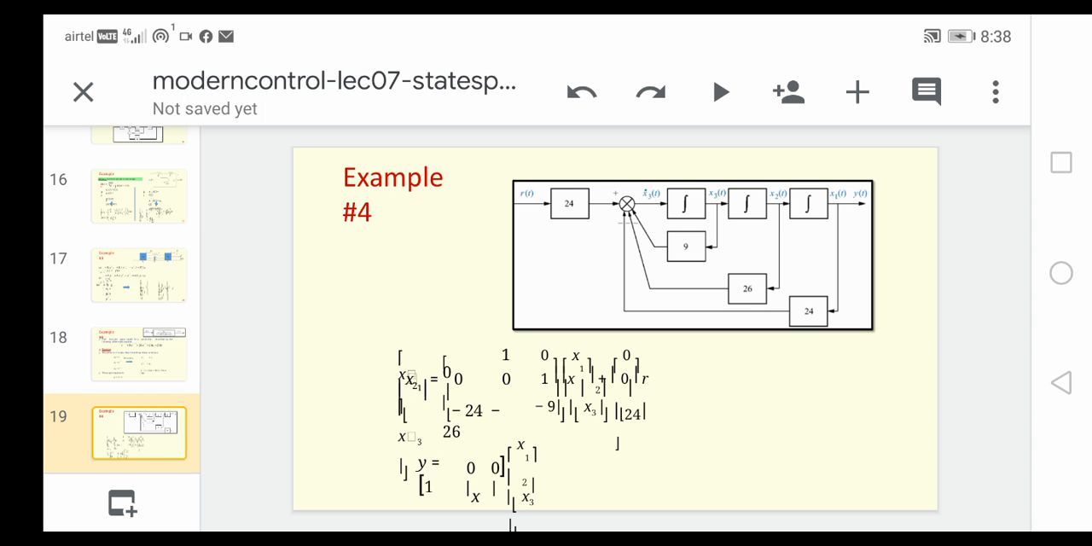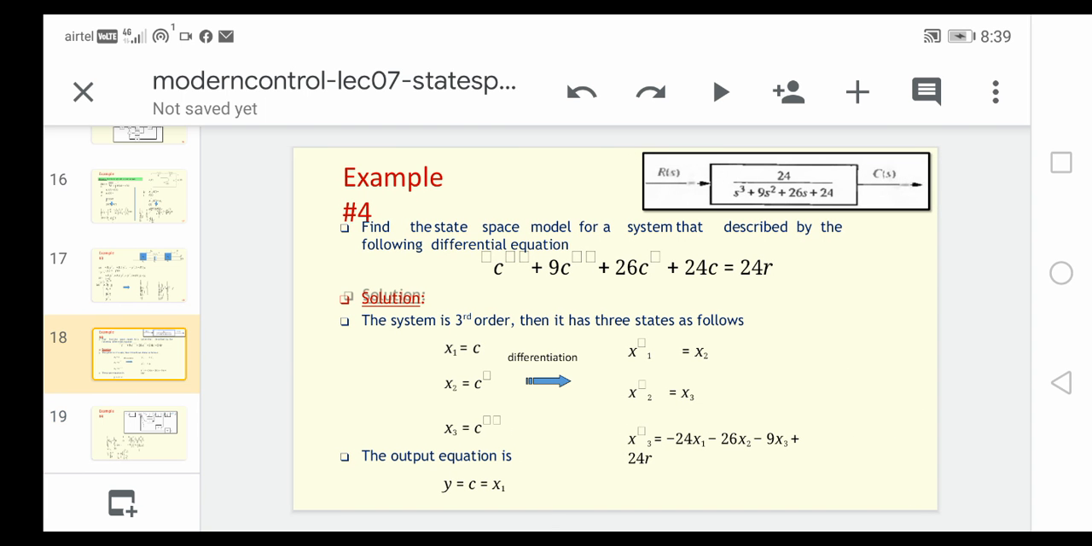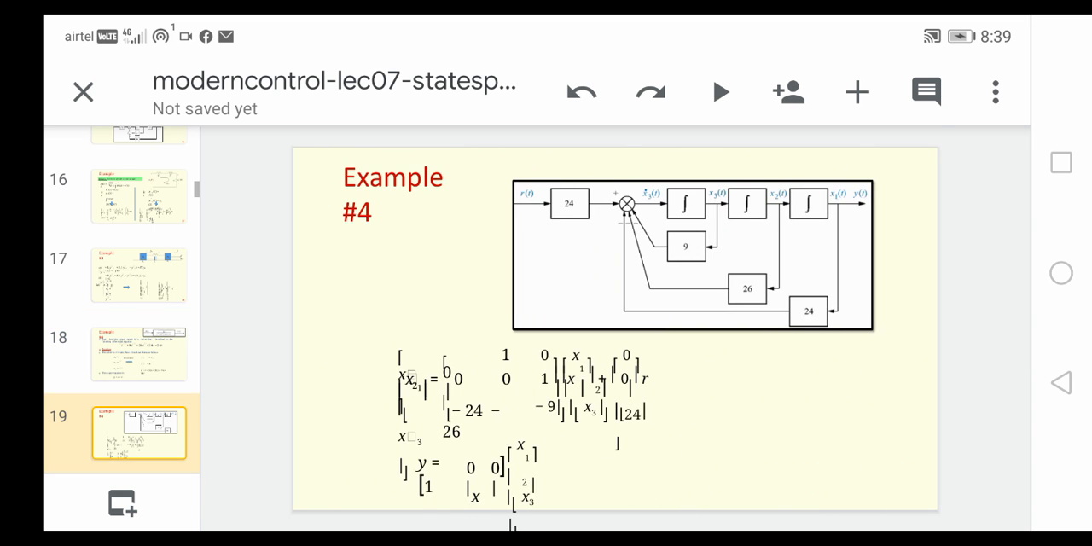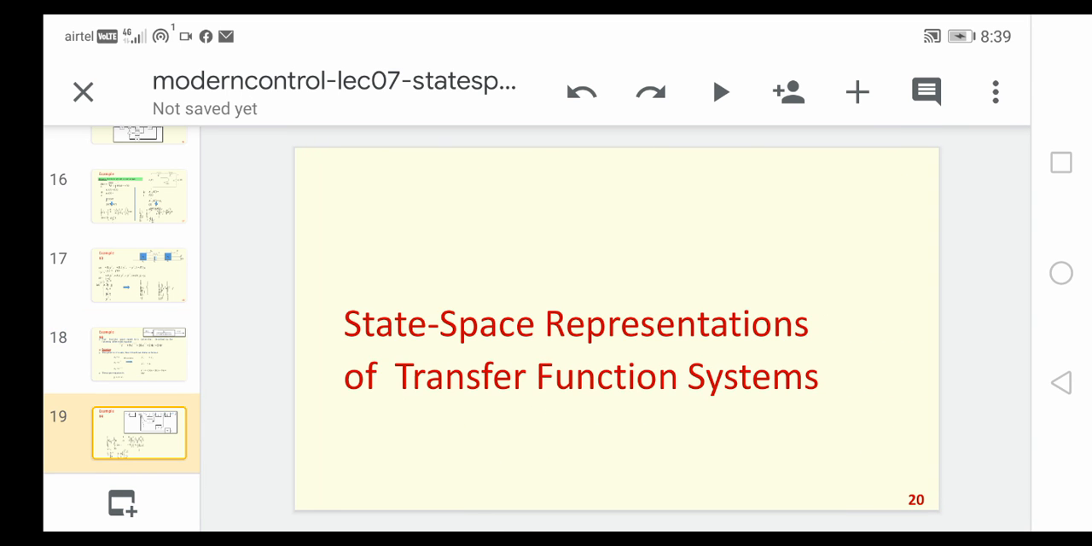That is the state space to transfer function to state space conversion. Whenever we give you a transfer function, you need to replace all the variables like this. First you need to consider x1 is equal to y. Here we are not going to consider y because he has given C, so you need to consider C. x2 is equal to C dot, x3 is equal to C double dot, like that. Same for any problem you need to consider.